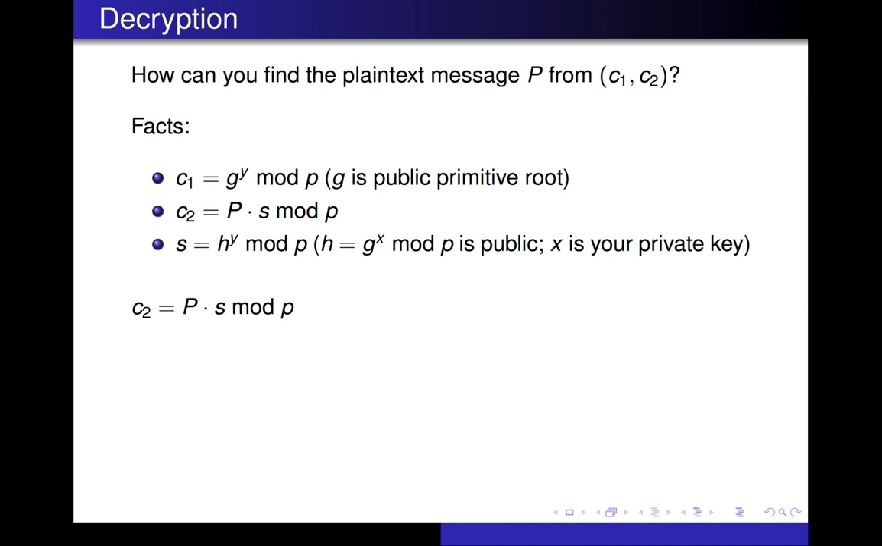All right. So we know what C1 is. We know what C2 is. We know what P is, and we know what X is, and what G is. So we have a lot of things that we do know. We don't know why though. Let's see if we can still find our plain text.